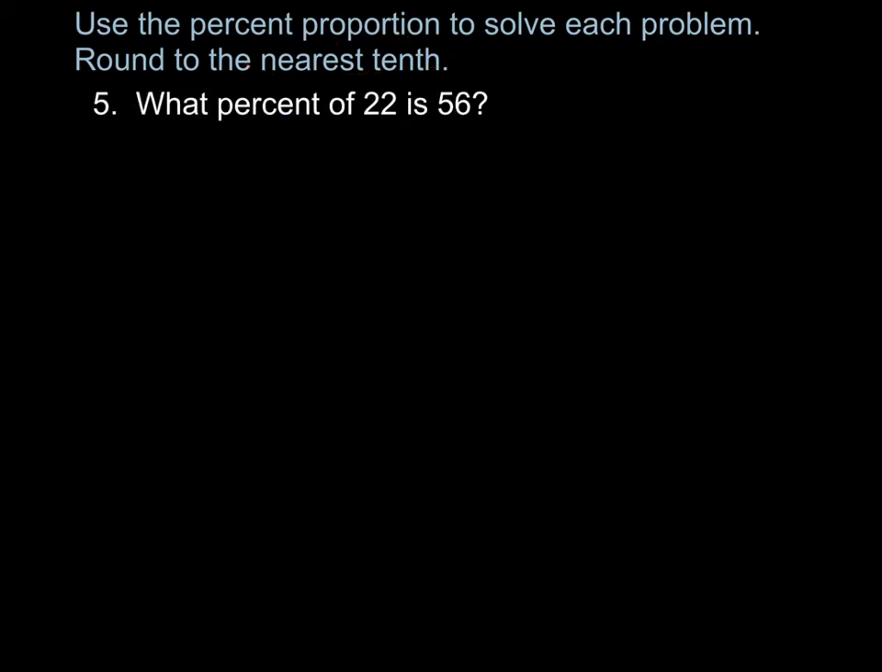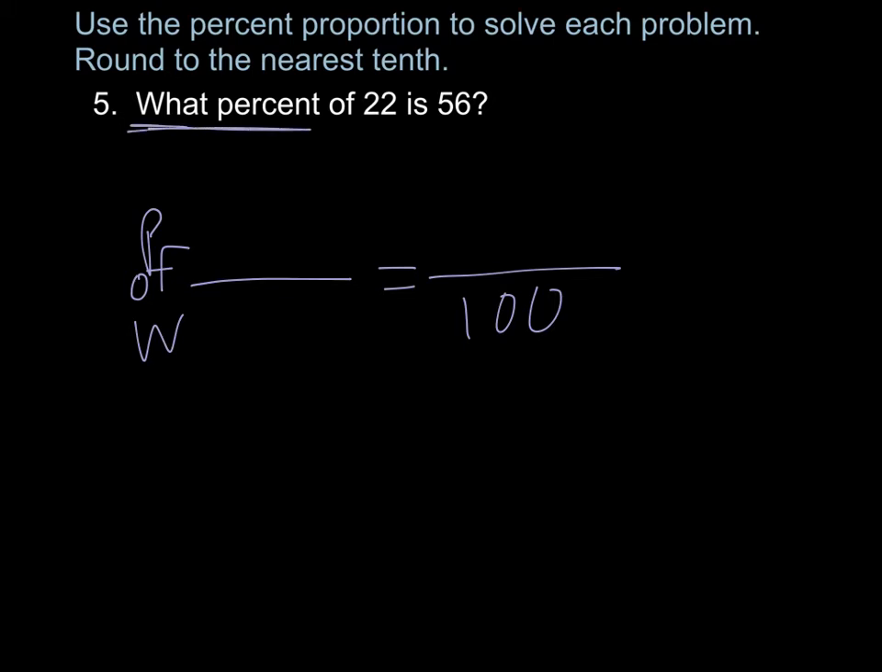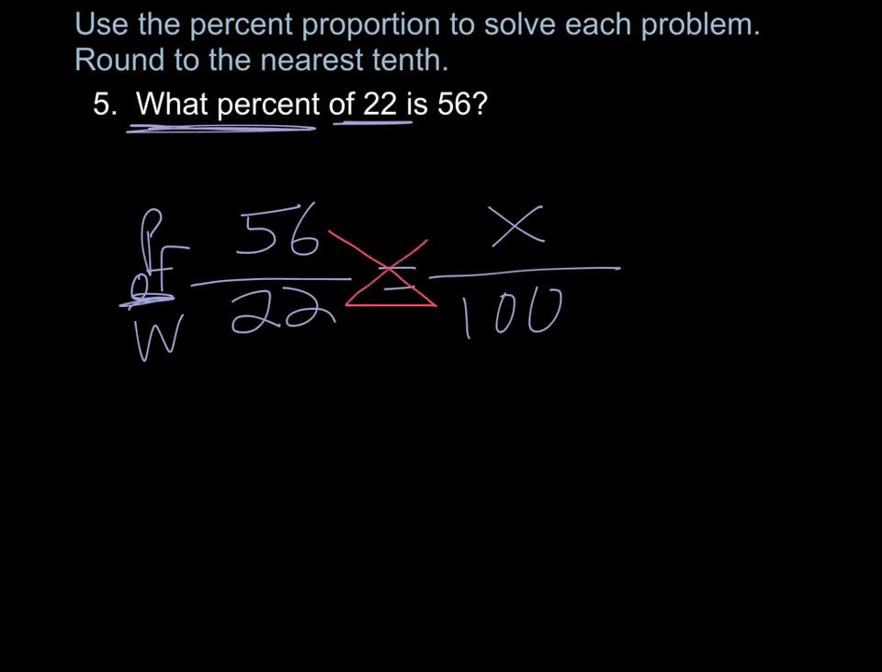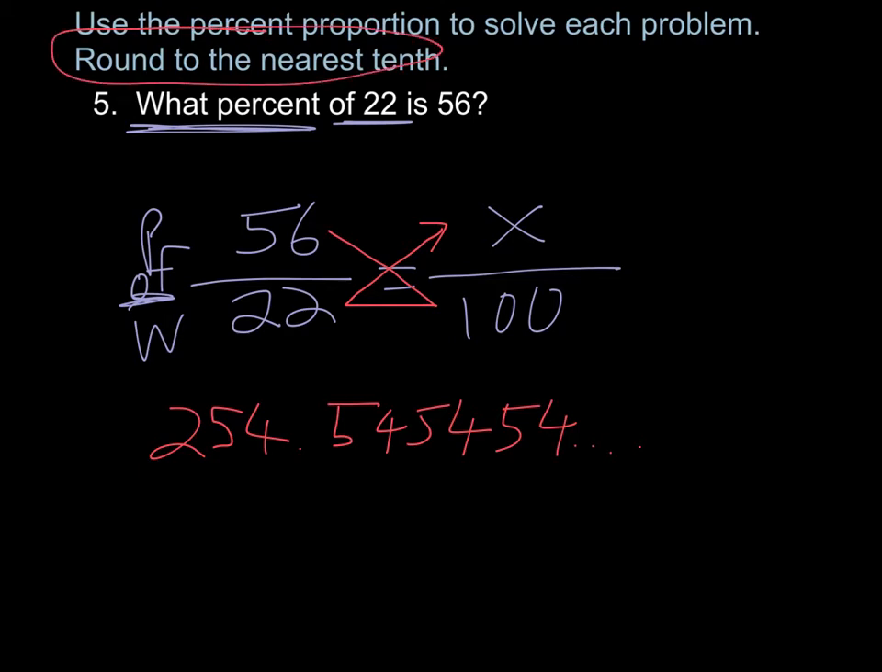Question 5 asks, what percent of 22 is 56. Again, we're going to write our percent proportion, part over the whole equals some percent. Again, it asks you what percent, so that's what we're looking for. Of 22 means 22 goes on the bottom, and 56 has to go on the top. If I plug 56 times 100 divided by 22 into my calculator, I get 254.5454554 and so on. But I need to round to the nearest tenth, so I'm just going to write it as 254.5.